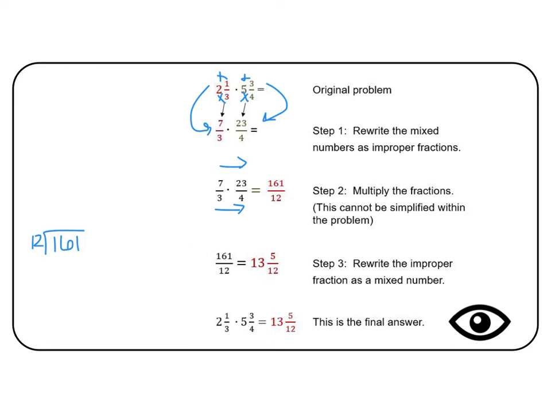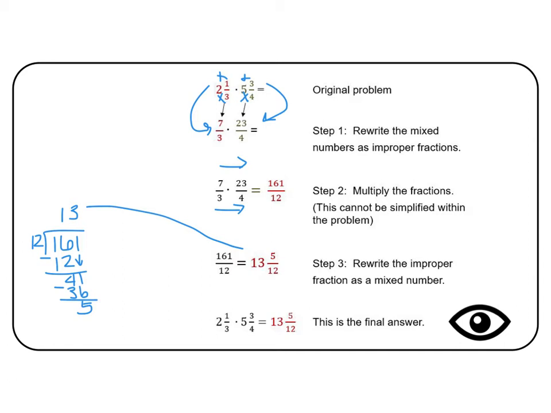12 goes into 16 one time, which is 12, and we subtract, we're left over with 4. Then we bring down the 1. 12 goes into 41 3 times, which is 36, and we subtract and we're left over with 5. So we get the whole number 13 and 5 leftover parts out of 12.